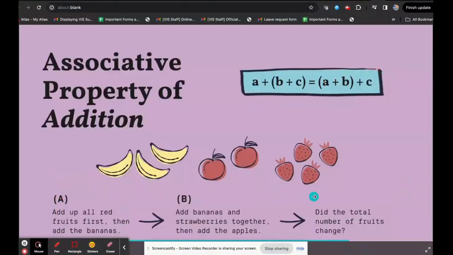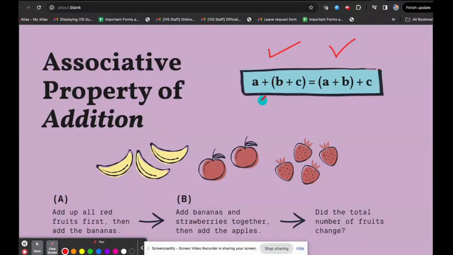Let's move to the next slide. Now you can see that in this example, it says a plus bracket open b plus c close bracket equal to open bracket a plus b close bracket plus c. It means that if we change the grouping of numbers, the answer will remain the same in case of addition or multiplication. Let's see this example.